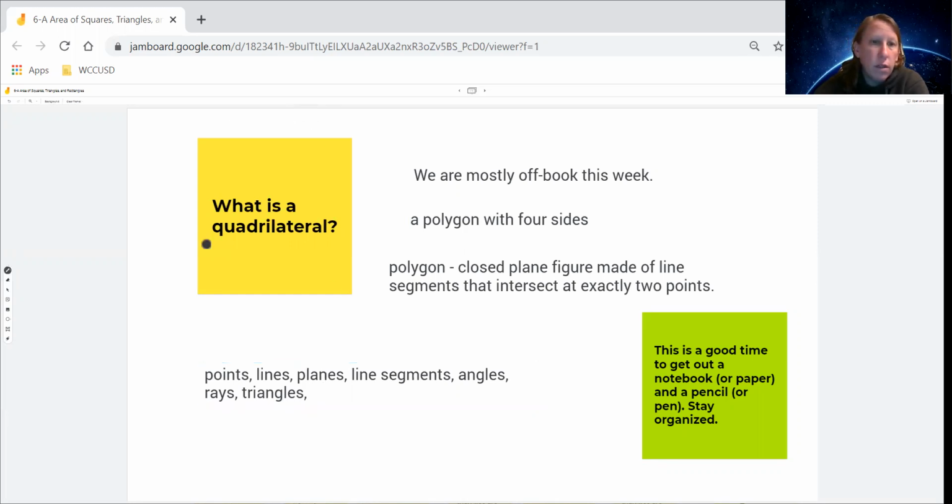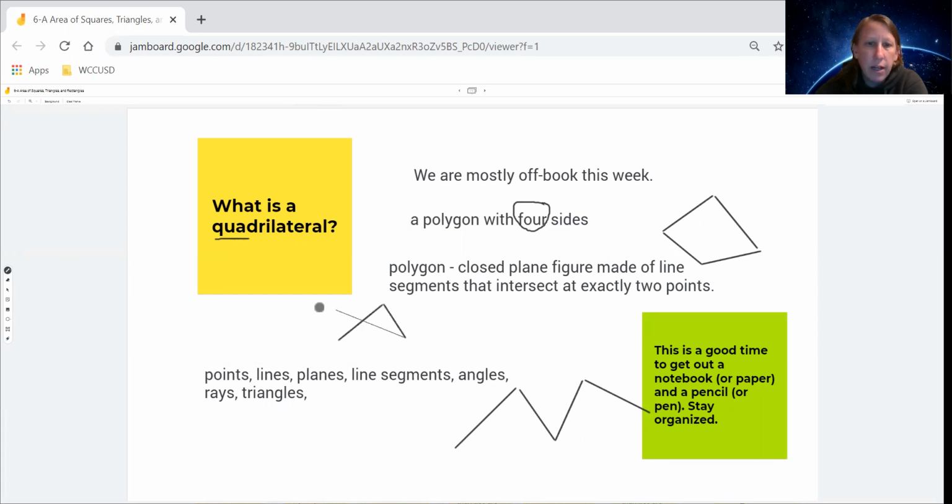Quad means 4, so quadrilateral has 4 sides. Okay, you put 4 sides together, 1, 2, 3, 4, you get a quadrilateral. If you put 4 sides but they don't close, that's not a quadrilateral. If you put 4 sides but they cross over each other, that's not a quadrilateral. So it has to be closed and it has to have 4 sides. So mostly like this, assuming these actually intersected each other.